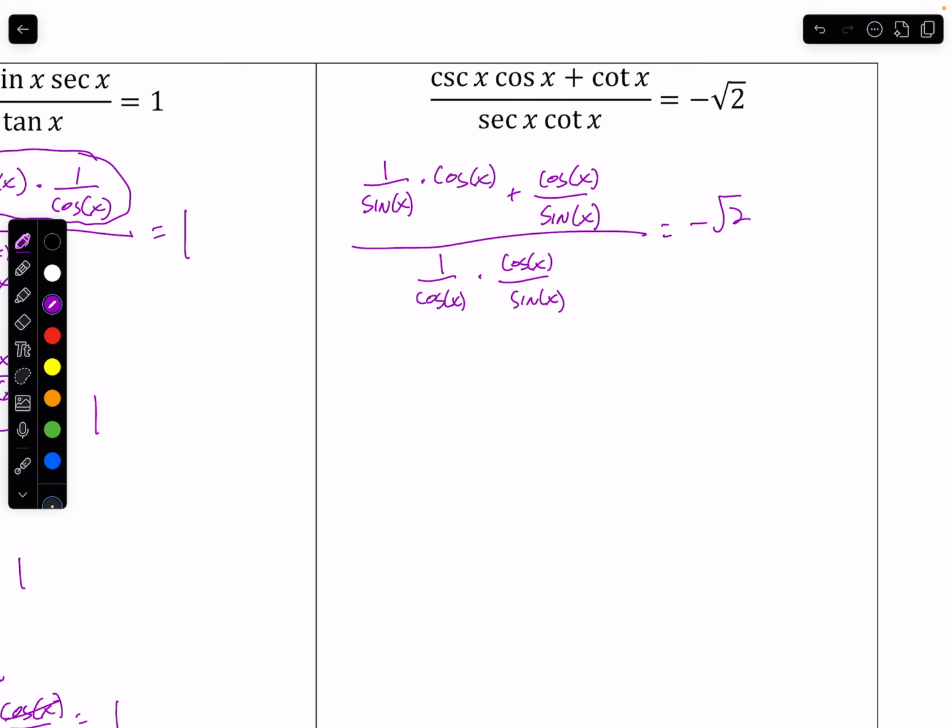It looks like the numerator, the same thing happens. Cosine over sine plus cosine over sine. I'll add those together and get 2 cosine of x over sine of x. That's what the numerator shakes out to be. Here the cosines cancel. It's 1 over sine of x. It looks like pretty much the same equation.